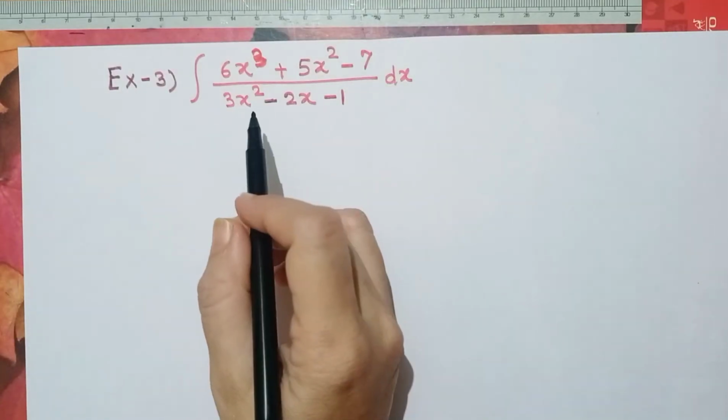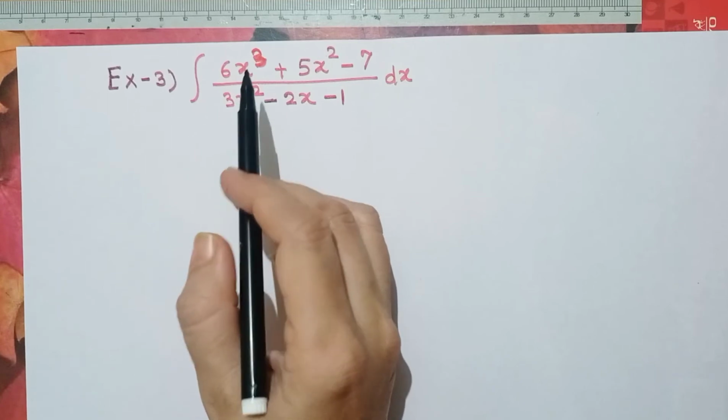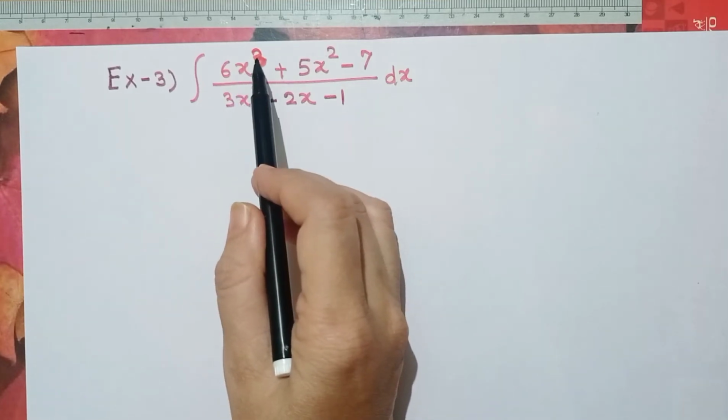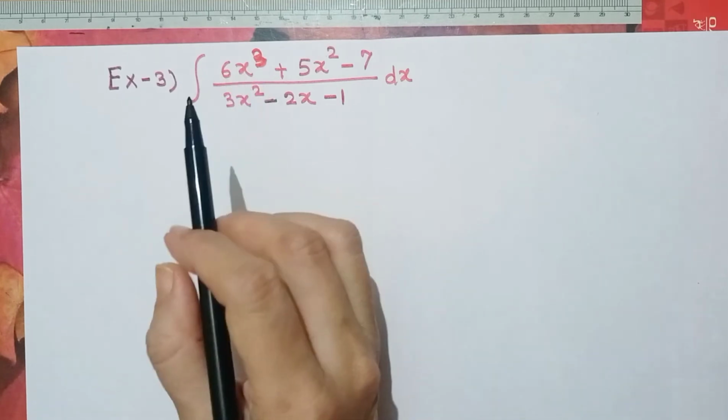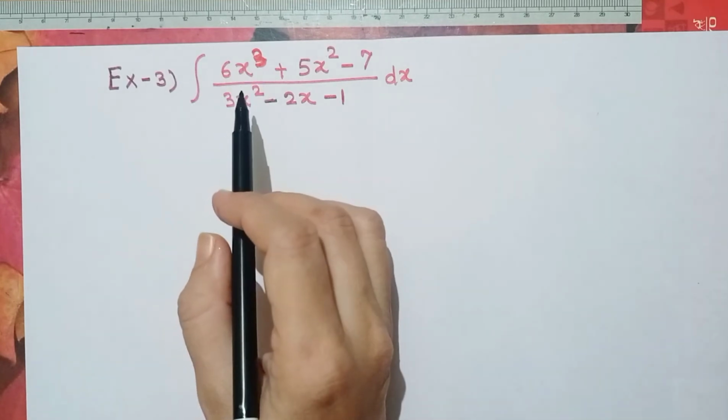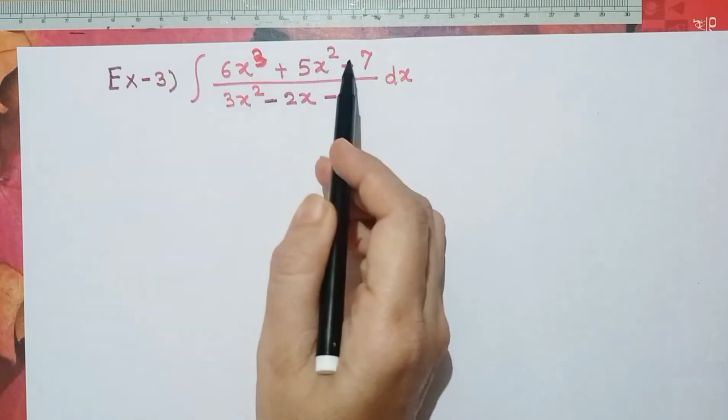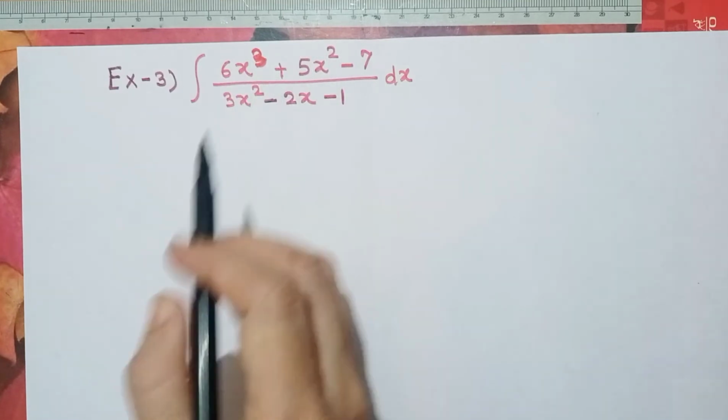This is our third example, and now check the degree. Degree of numerator is 3, degree of denominator is 2. So this is an improper rational function. So in this case we will actually divide this numerator by this denominator.